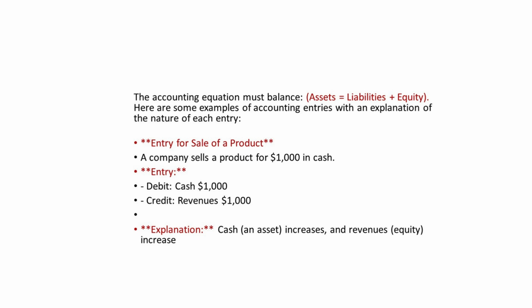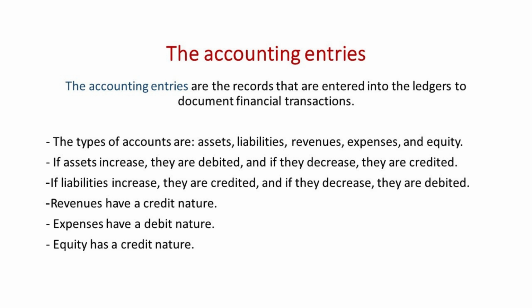The accounting entries are the records that are entered into the ledgers to document financial transactions. The types of accounts are assets, liabilities, revenues, expenses, and equity. If assets increase, they are debited, and if they decrease, they are credited. If liabilities increase, they are credited, and if they decrease, they are debited.